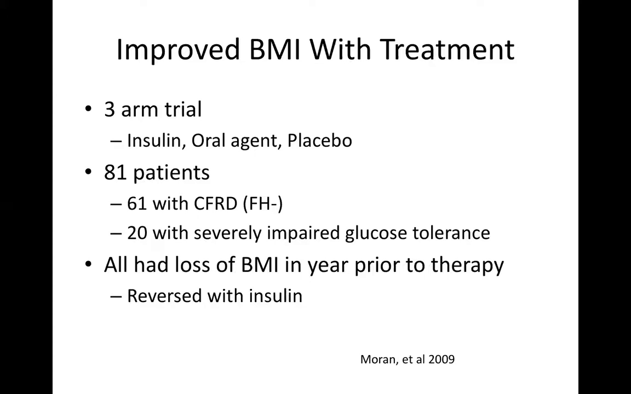61 of them had CFRD, but they did not have fasting hyperglycemia, so they had normal blood sugars when they woke up in the morning. 20 of them had impaired glucose tolerance, so they didn't quite yet diagnose with cystic fibrosis-related diabetes. And when they looked back, all of them had a loss of body mass index in the year prior to therapy. The group with insulin had that loss in body mass index reversed.